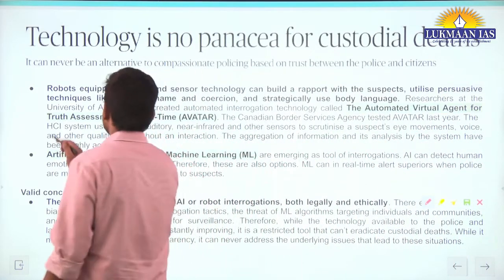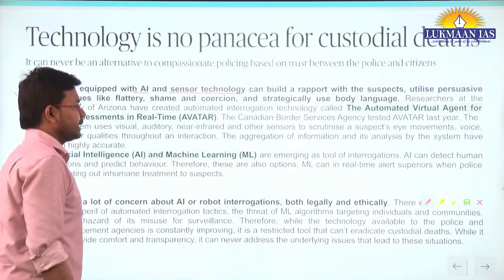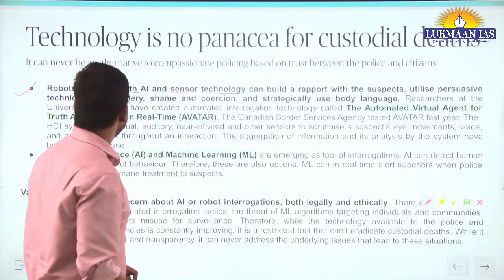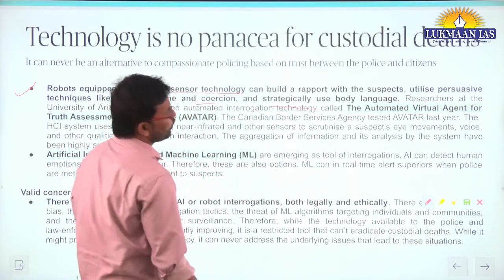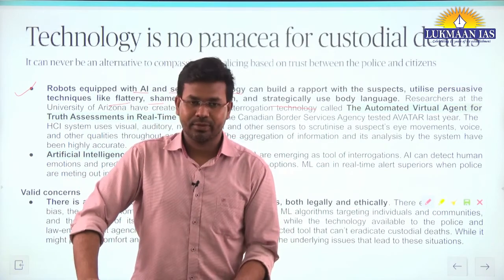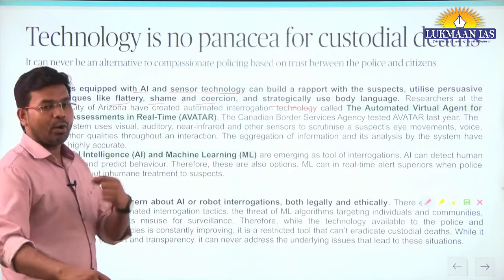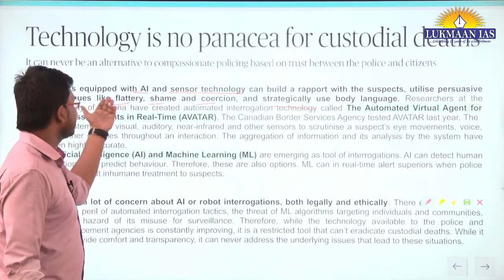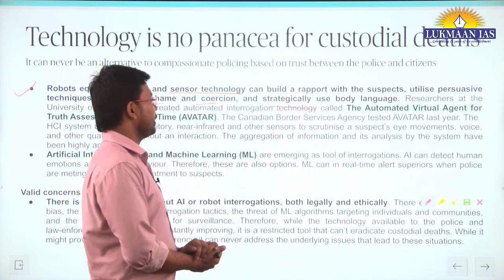Now with this, let us understand how these robots are going to be beneficial. Robots that are equipped with artificial intelligence and sensor technology can build a rapport with the suspects, and utilize persuasive techniques like flattery, shame, coercion, and strategically use body language. So now these robots will be trained enough, programmed sufficiently, so that they can arouse emotions in those suspects or criminals using flattery, shame, coercion, or strategic body language.